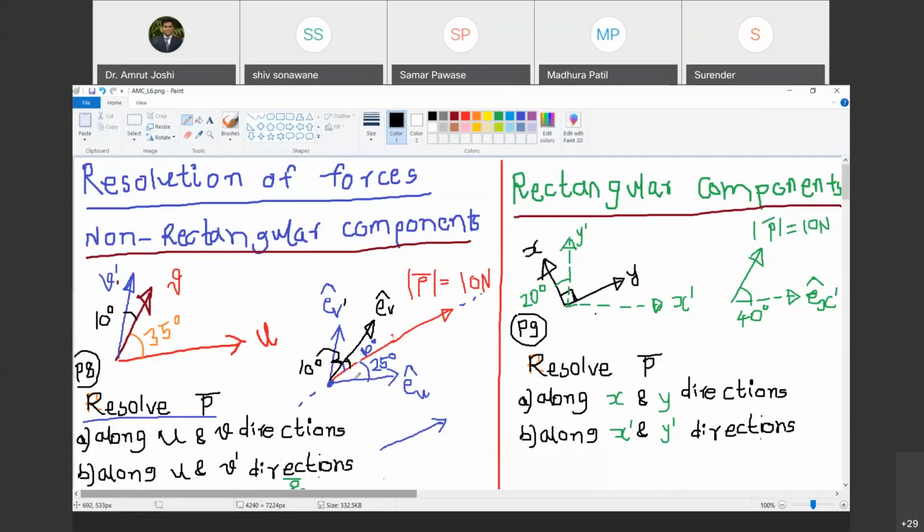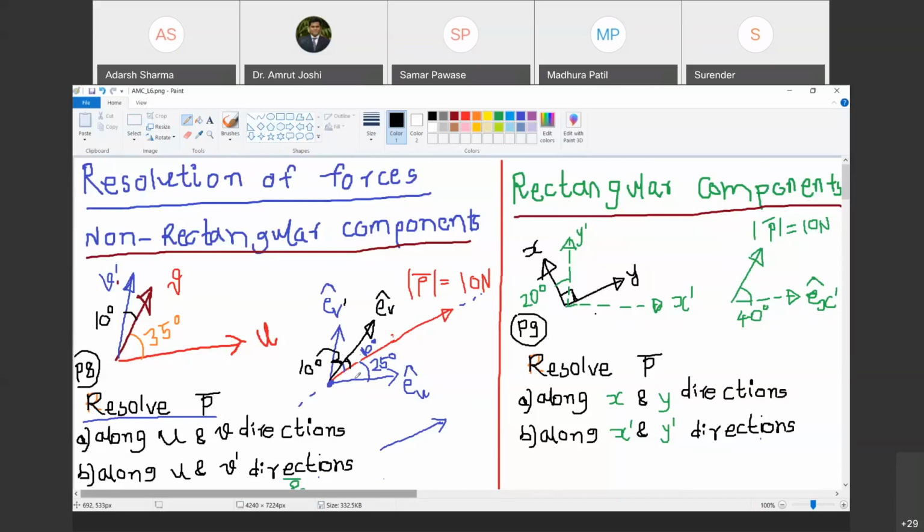Yes, sir. So whenever the directions along which we are resolving the force do not make an angle of 90 degrees with reference to one another, we call that non-rectangular resolution. Point number two is the definition of components. So let us say we are decomposing or resolving a force along two directions. Then if we add those components along those two directions, we get the original force.